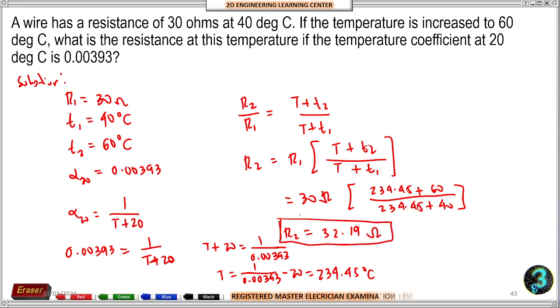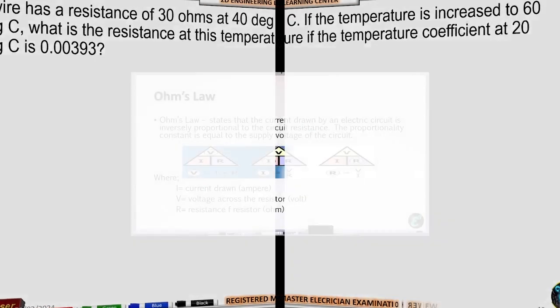So, sa problem na to, you can also prove na kapag nag-increase yung temperature, no, from 40, so yung resistance natin is 30 ohms. Tapos, nag-increase siya ng 60 degrees. So, nag-increase din yung ating resistance into 32.19. So that is the effect of temperature in resistance.